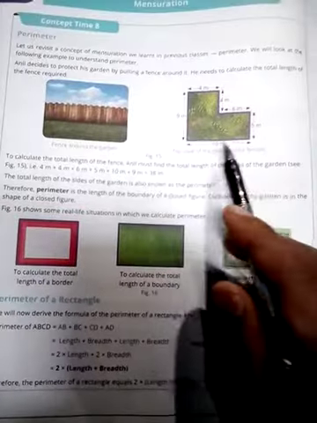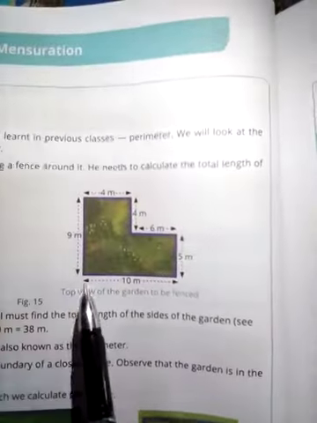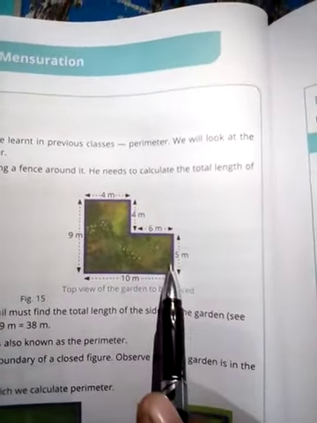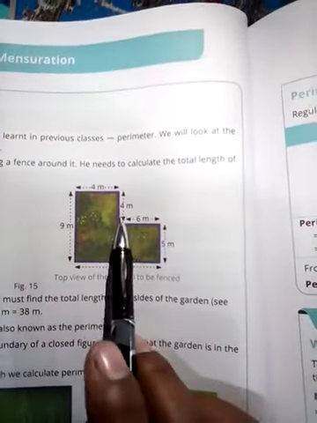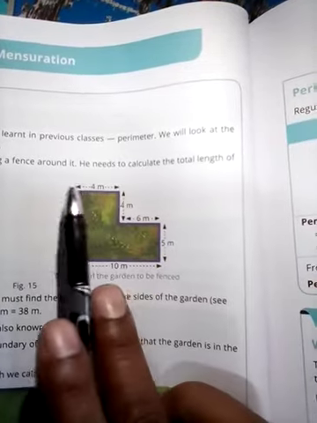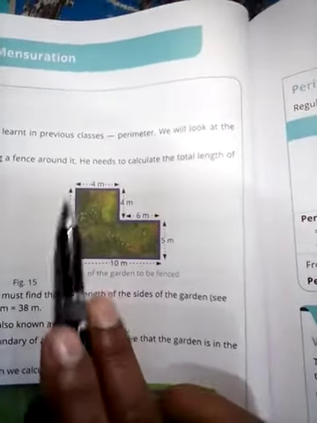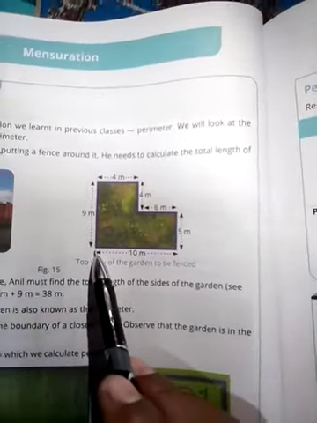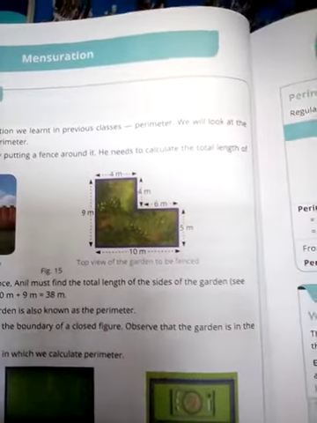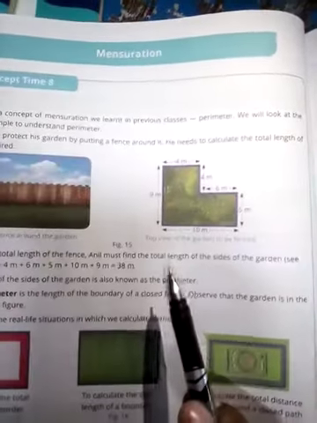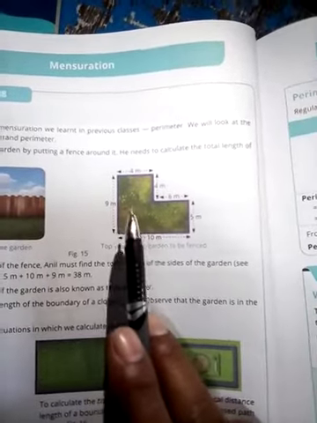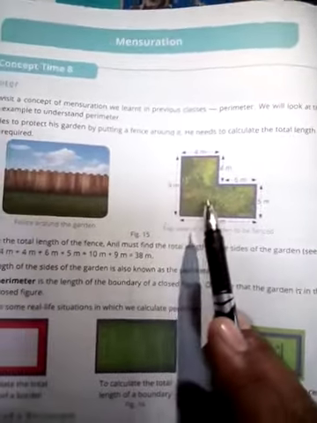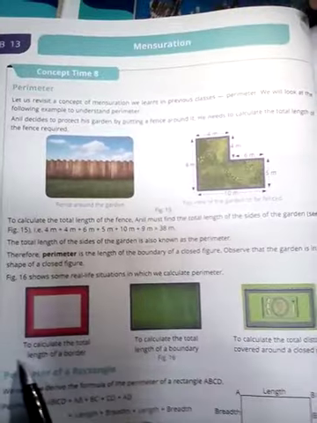So here this is 10 meter, 5 meter, 15, 15 and 6, 21, 21 and 4, 25, 25 and 4, 29, 29 and 9, 38. So it means he requires 38 meters of rope for fencing his garden.